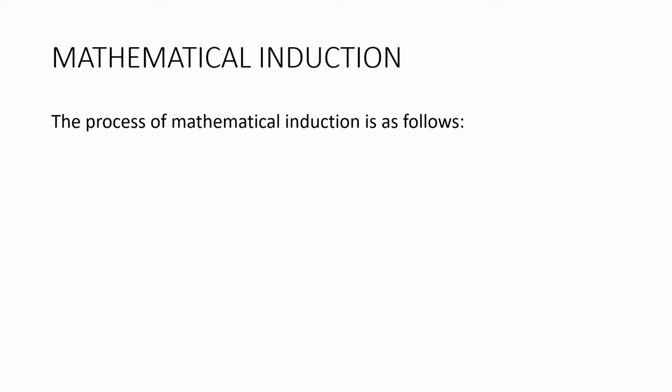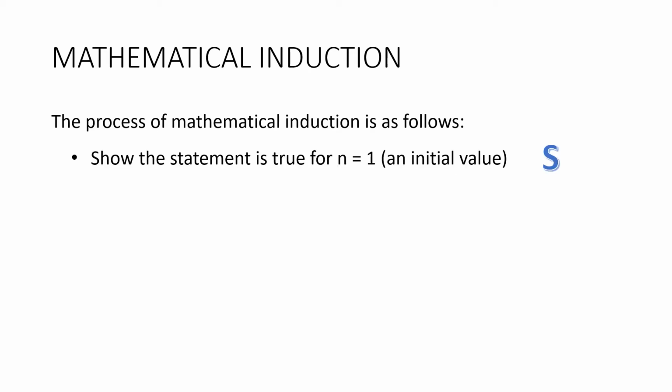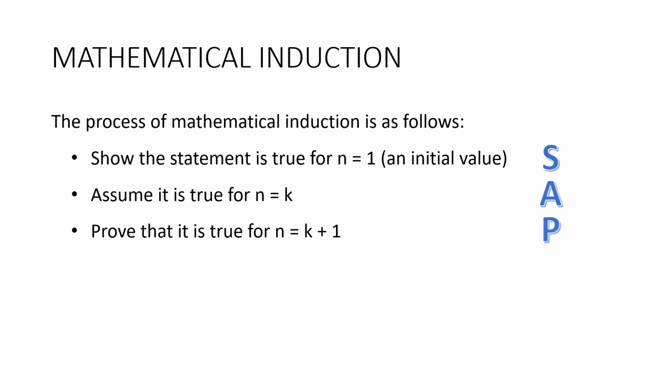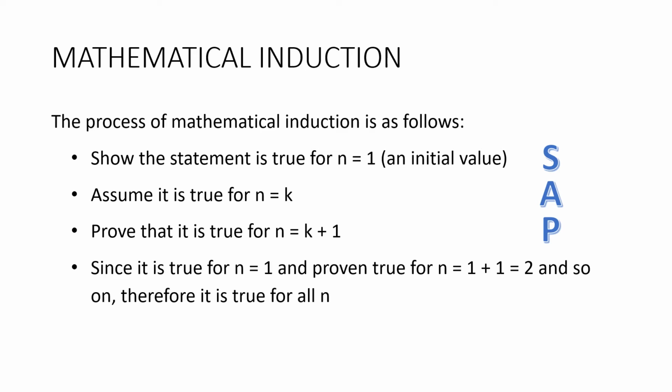Recall that the process of mathematical induction is as follows. We have to show that the statement is true for n equals 1 or some initial or base value. We have to then assume that it's true for n equals k, some arbitrary value, and then prove that it's true for the next value after k, or n equals k plus 1. And here's our conclusion: since it is true for n equals 1 and proven true for n equals 1 plus 1 equals 2 and so on, therefore it is true for all n.